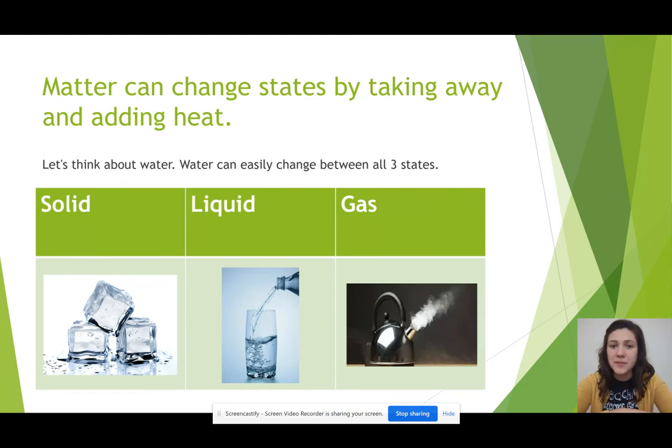However, going the opposite way, if we begin to take away that heat, the water vapor is going to become water droplets, turning back into a liquid. Again, if we begin to take away even more heat, the liquid is slowly going to reform back into ice. Water can fluidly move between all three states of matter.